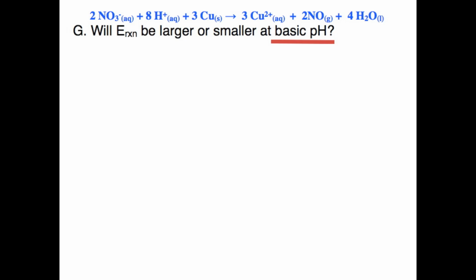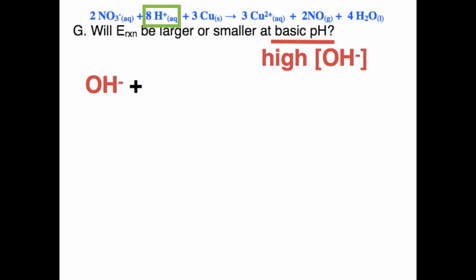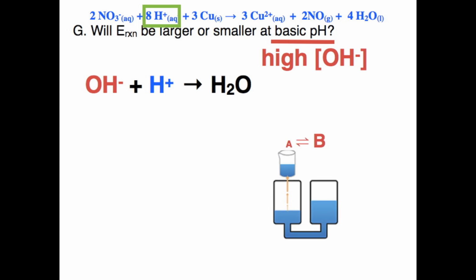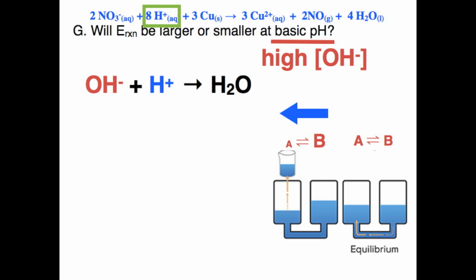Now let's take a look at example 2G. A basic pH solution contains a high concentration of hydroxide ions. Hydroxide ions will react with available protons in the chemical reaction to form water. This is a neutralization reaction. Hydroxide ions will disturb the equilibrium by removing protons, causing the reaction to shift in reverse toward the reactant to establish the new equilibrium. Because the hydroxide ion causes the reaction to shift in reverse, which means that it's less spontaneous in the forward direction, this would result in a smaller reaction potential.